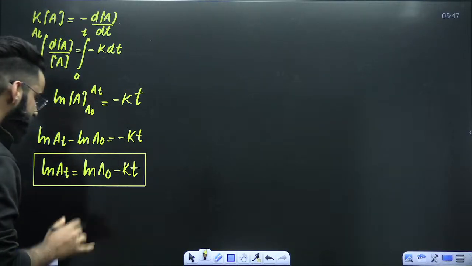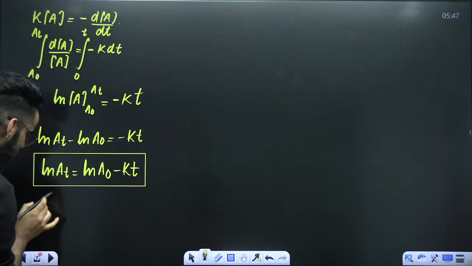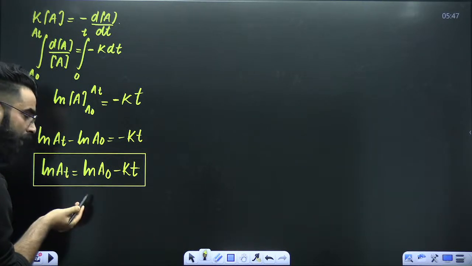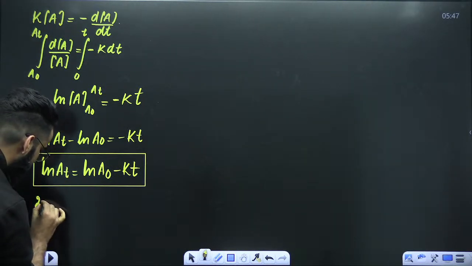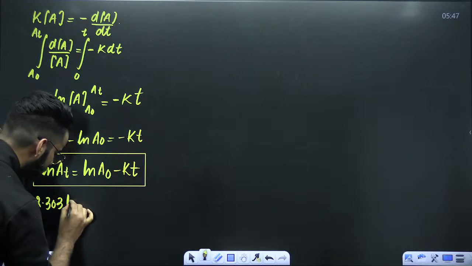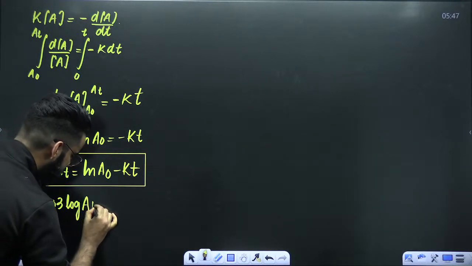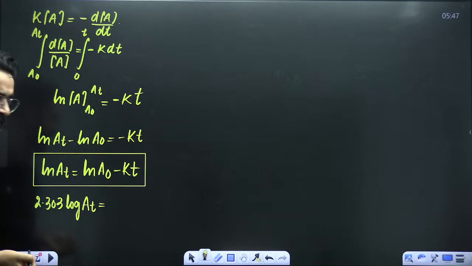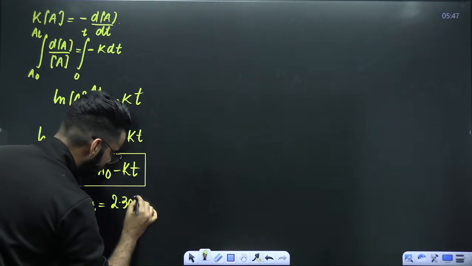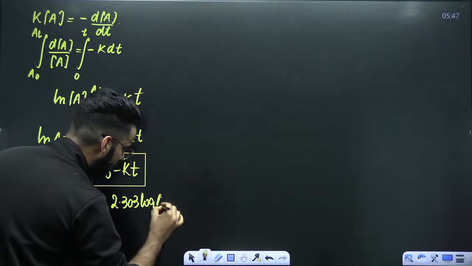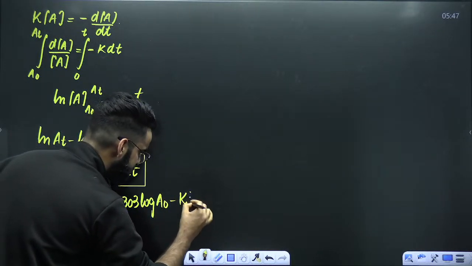Have a look, my dear students. How do you convert a ln into log? Instead of ln of At, I'll be writing 2.303 log of At. This is how you convert ln into log, as simple as that. Similarly, instead of ln of A0, I'll be writing 2.303 log of A0. And with it, you have got minus kt as well.